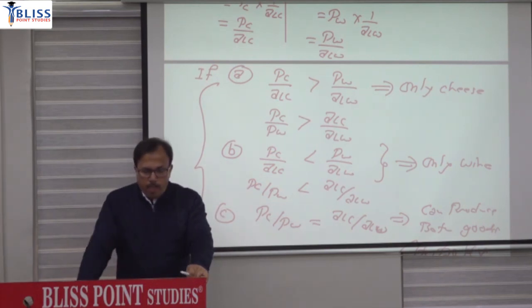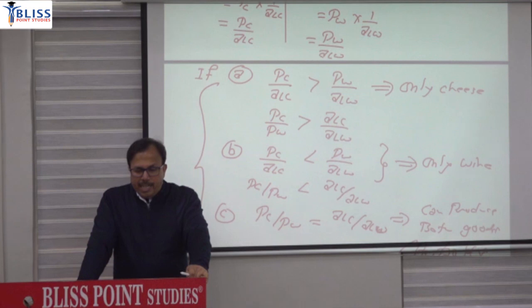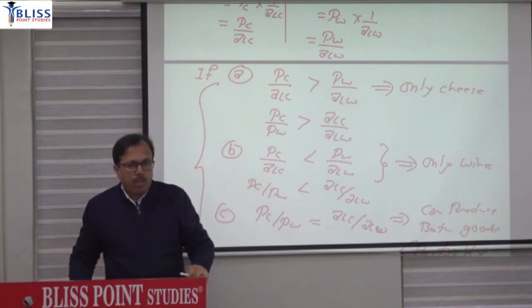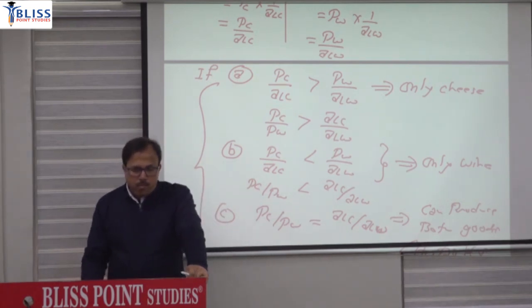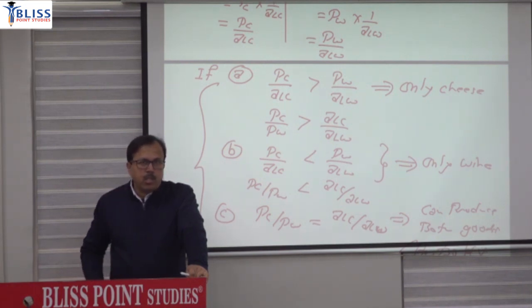But when the relative price of cheese is less than the opportunity cost of cheese, then the country will produce only wine.